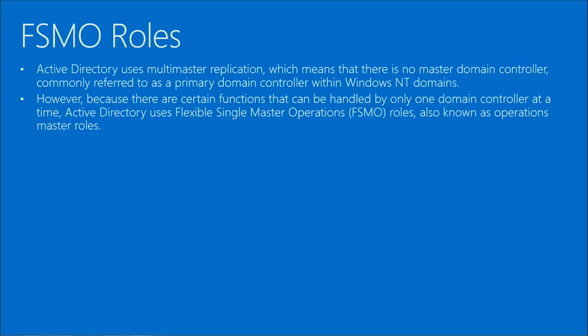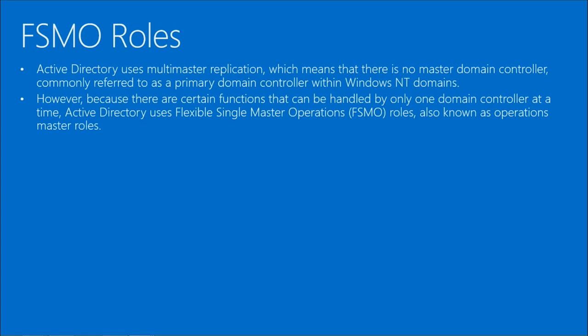FSMO roles, flexible single master operation roles. So domain controllers also have additional functionality. Active Directory uses multi-master replication, so there doesn't have to be one single point of failure. It enables replication of that database. What that means is there's no boss. There's no boss, correct. So there's no master domain controller, as it were. There is a primary domain controller, but this can replicate information to those secondary domain controllers.